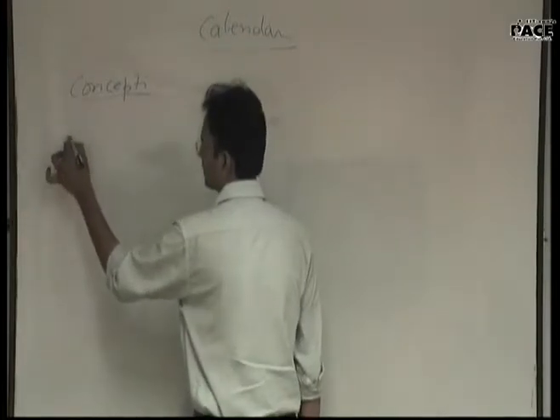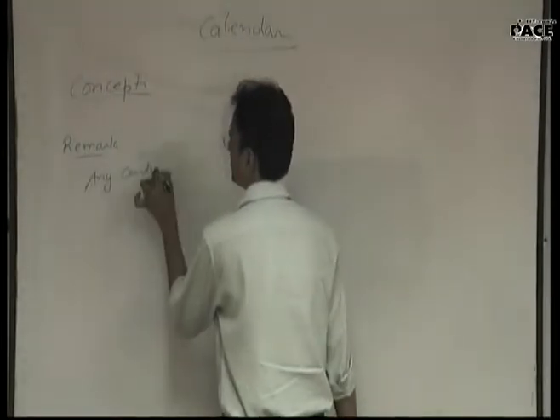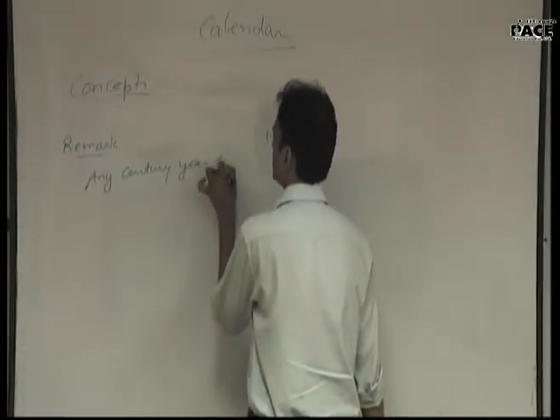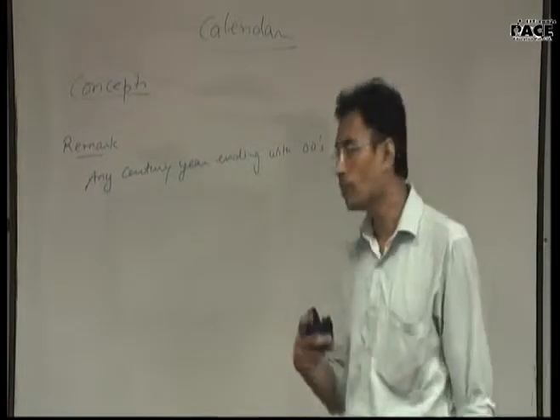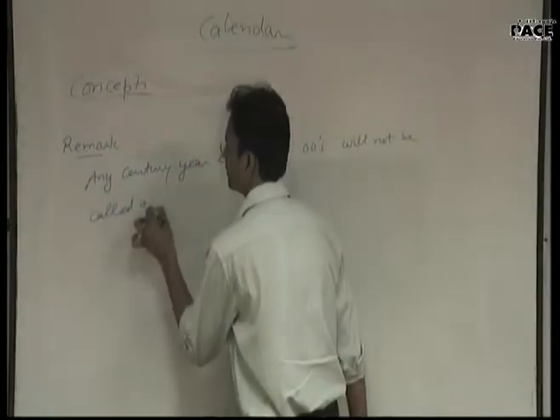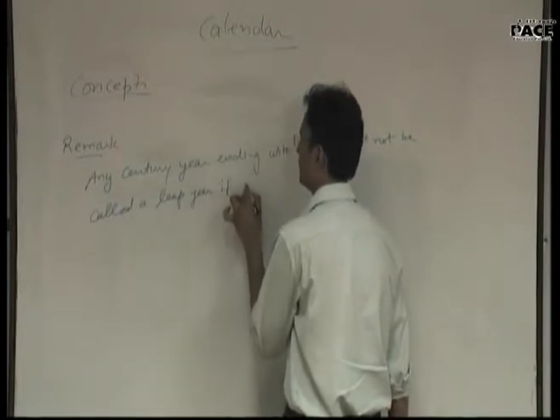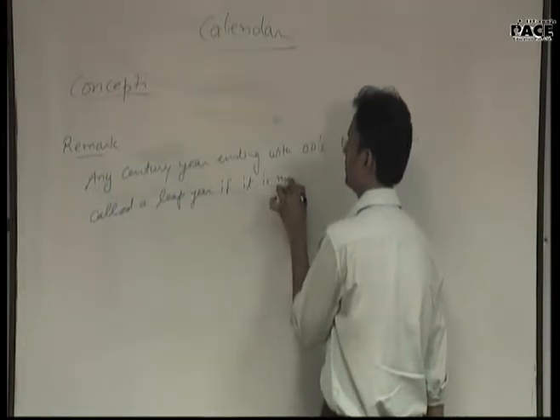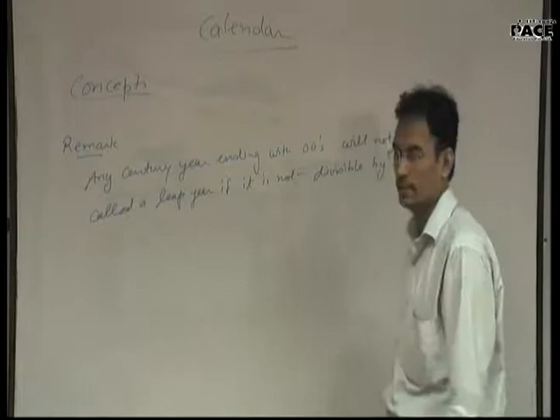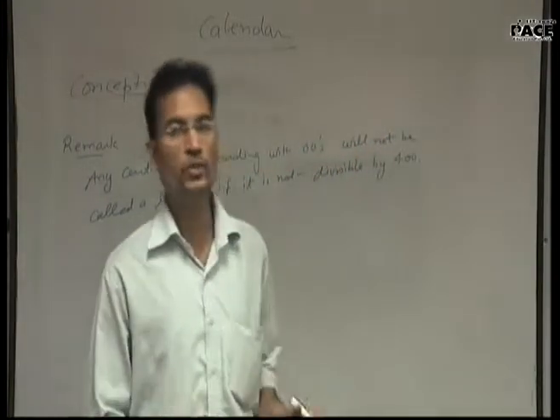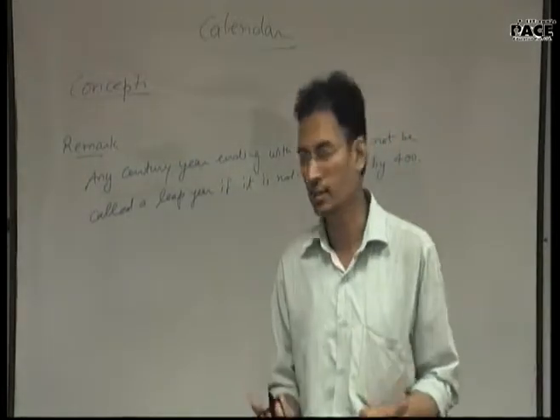So there is a remark or note. Any century year ending with zeros will not be called a leap year if it is not divisible by 400.